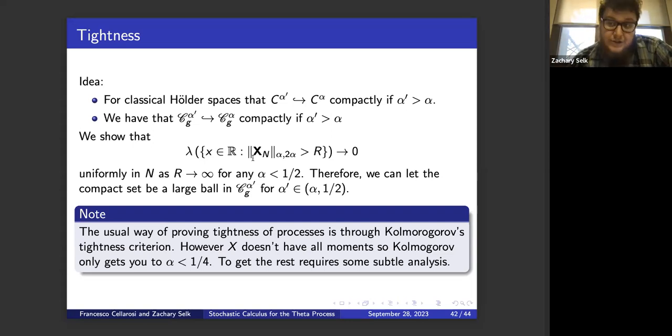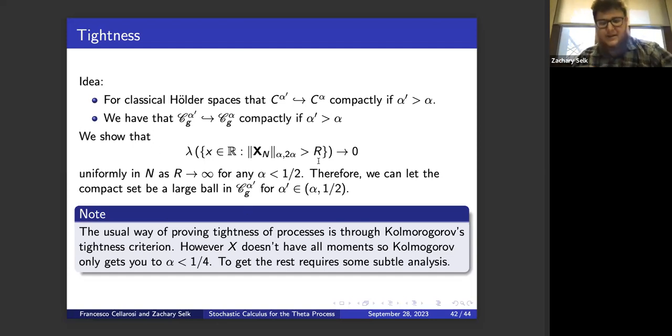And this is actually a challenging thing to do, because usually if you're trying to prove tightness for a sequence of stochastic processes, the standard technique would be the Kolmogorov tightness criterion, where you look at moments. You compute the expectation of the increment of your process to a power p. However, X, again, only has 6 minus epsilon moments. So Kolmogorov, if you actually try to follow it out, will only get you to alpha less than a fourth. It requires some subtle analysis and a very different proof to get tightness all the way up to 1/2. It was a very crucial point that the lack of moments makes Kolmogorov tightness not very effective.